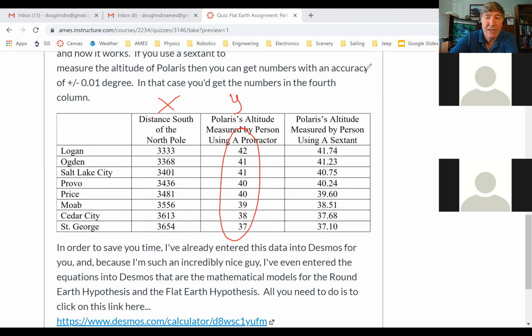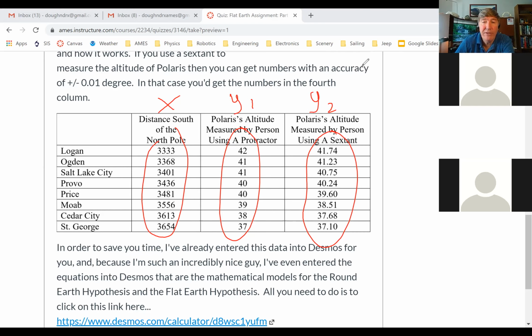And now you'll notice that I also have numbers if you use a protractor. So let's call the Polaris angle measured by protractor Y1, and the Polaris angle measured by a sextant Y2. So this is the measured data. And our job today is to compare this data with the mathematical models that we developed last time.